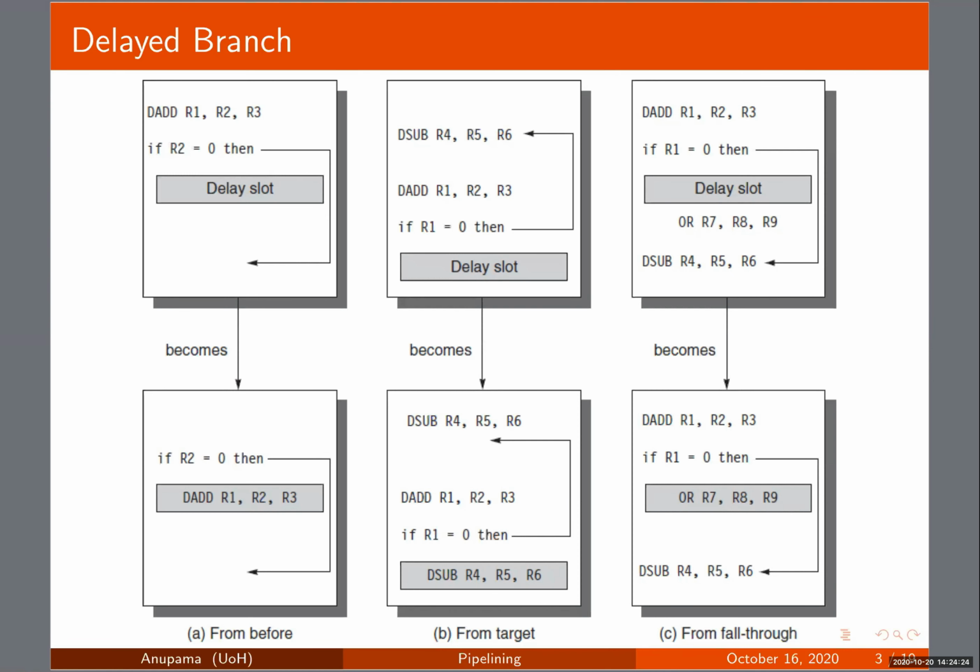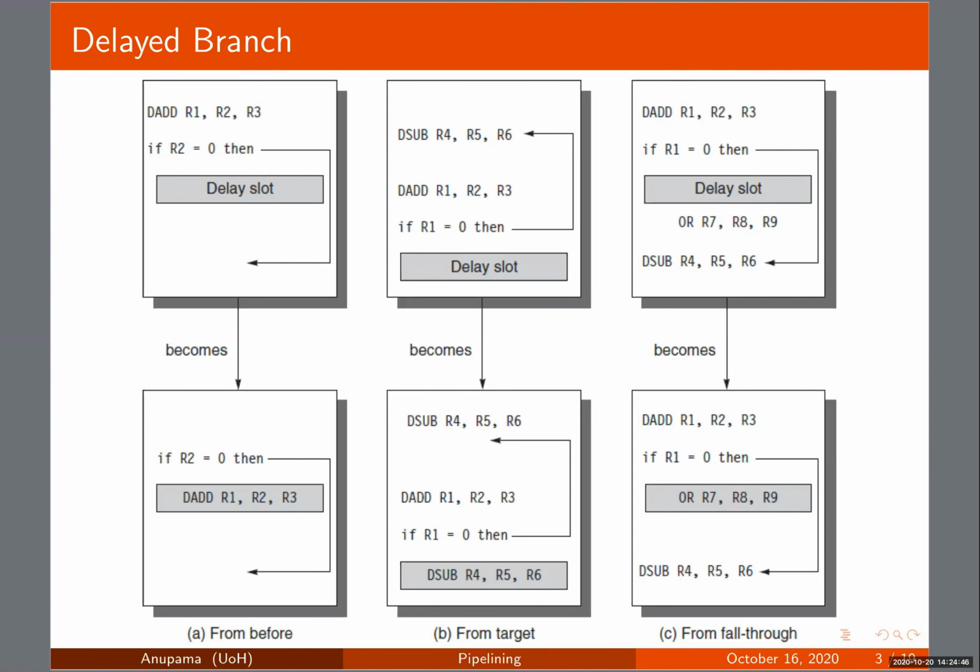Ma'am, for this branching, in the first case we have taken the instruction before the branch and put it in the delay slot, right, ma'am? You're right. Why can't we do that for the other two also?